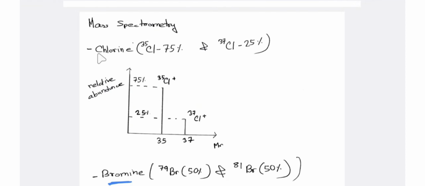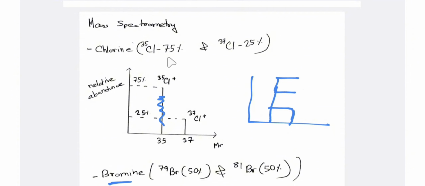Here we can see that chlorine 35 exists as 75%, so its length would be 75% compared to this value, which is 25%. That means this is 25%, this is 50%, and this is 75%. So this length is 3 times this length. If we are given a relative abundance against m/z graph without any labels, we can easily tell that this is chlorine since this line is 3 times this line. That is, 1, then 2, then 3. Therefore, it is chlorine, which is 75% and 25%.